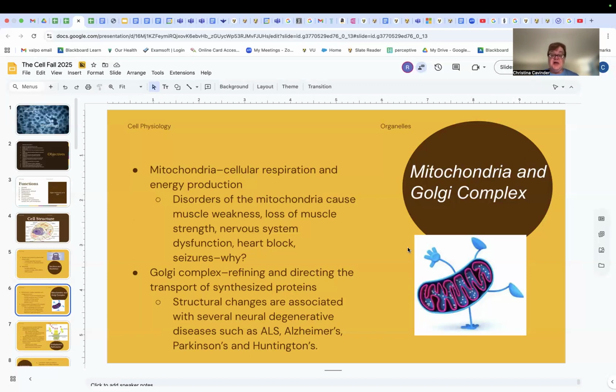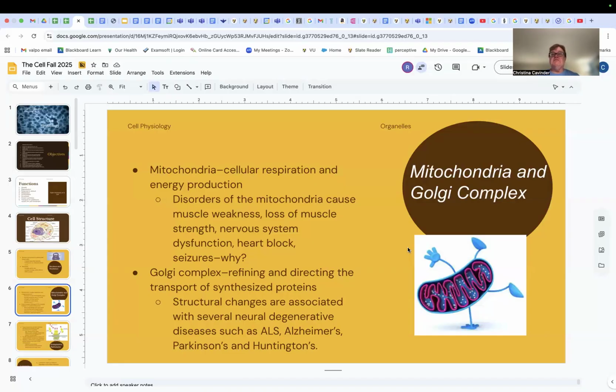The Golgi complex, what it does is it refines and directs transport of synthesized proteins. So why are proteins so important in our bodies? So you say, well, I need protein to build muscle. You need protein to build almost anything in your body. It's required for enzymes, hormones. I mean, other parts of the cells are made with protein. Protein is so important to the human body. And that is what DNA makes, is proteins.